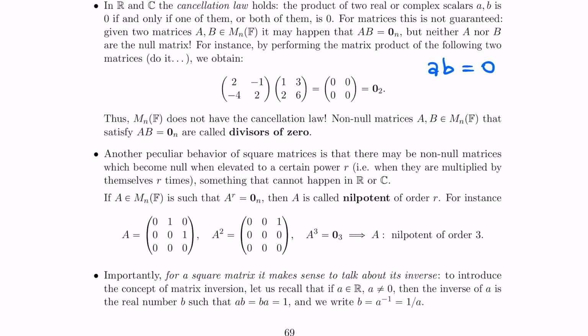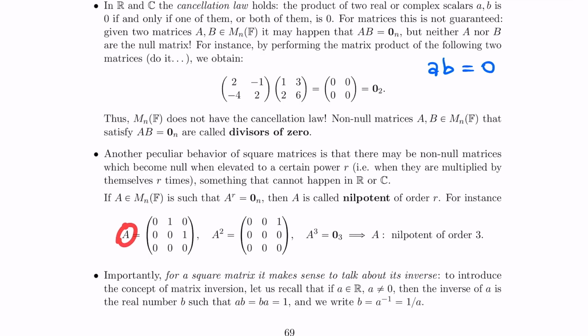Let me tell you that we can also obtain the null matrix by multiplying a non-zero matrix with itself a certain number of times. More precisely, we say that a non-zero matrix A is a nilpotent of order R if the power R of the matrix is the null matrix. Here you have an example of a nilpotent matrix of order 3.